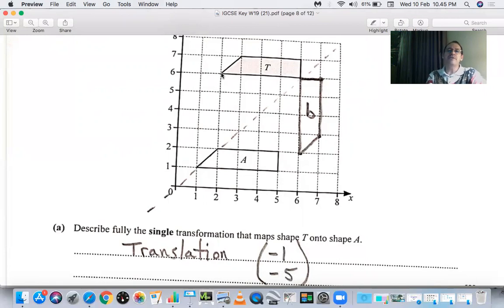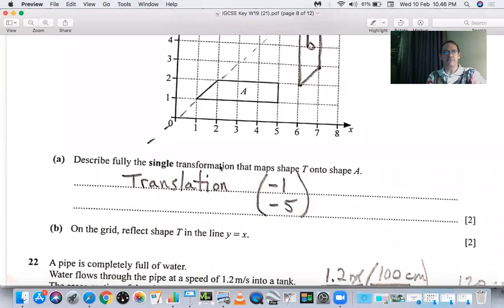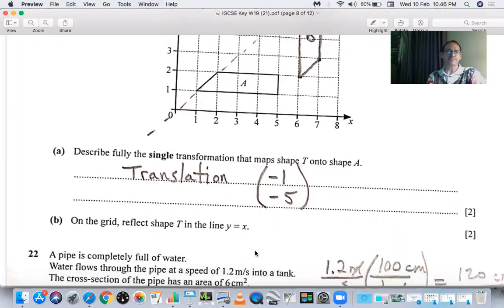And so from this corner here to the corresponding corner down here, we go back 1 on the X. That's why it's -1. And then down 1, 2, 3, 4, 5. So a -5 for the Y. You can start from any corner. You could start from this one, over 1, down 5, or start from this one, over 1, down 5, or start from this one, over 1, down 5. So that's described fully. You need the type of transformation. It's a translation, and you need the column vector.